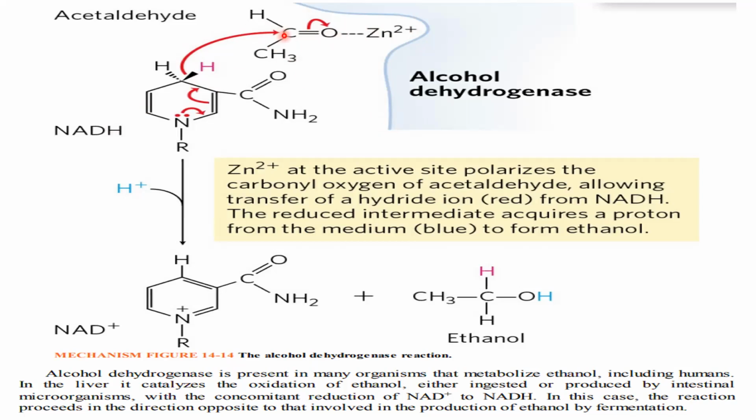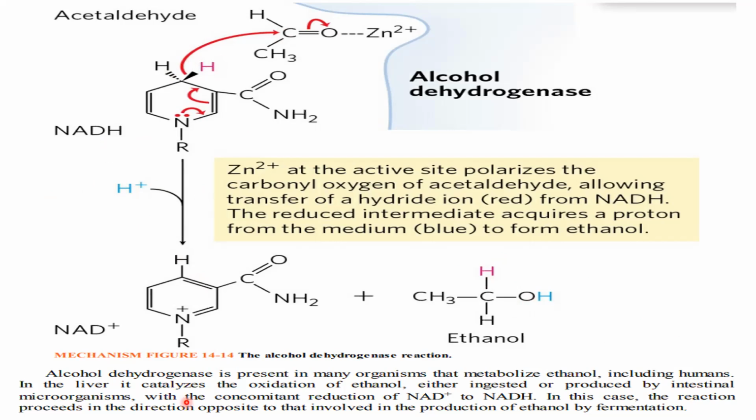The reduced intermediate acquires a proton from the medium, that is the blue. And to form the ethanol, you will get the ethanol. See here, this H has come from the proton, and this H has come from the hydride ion of the reducing agent.